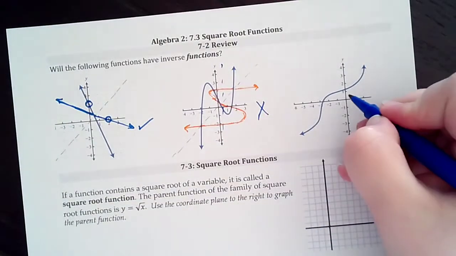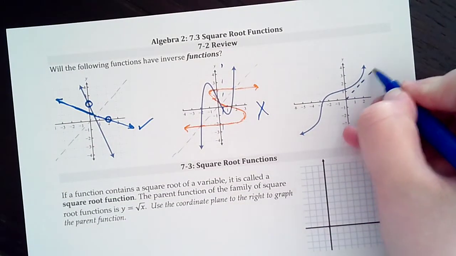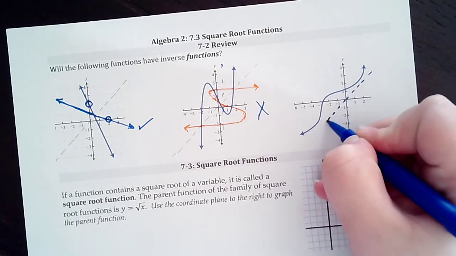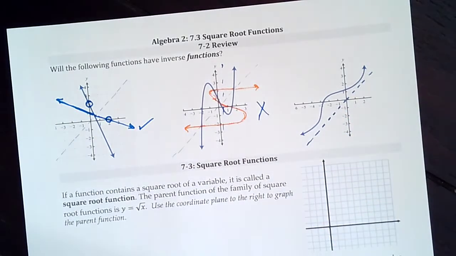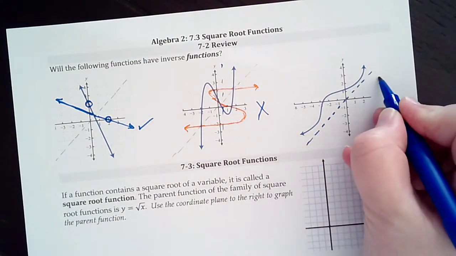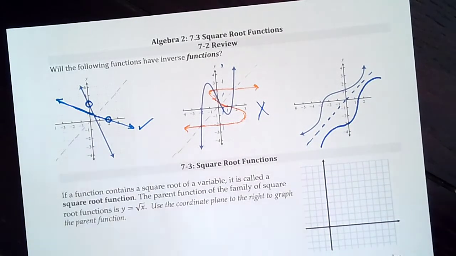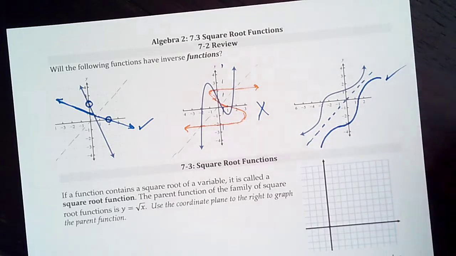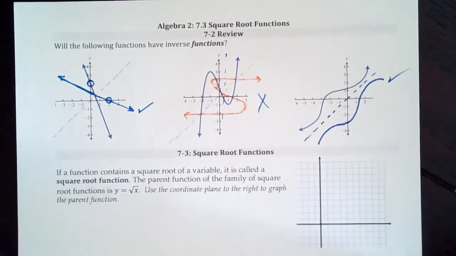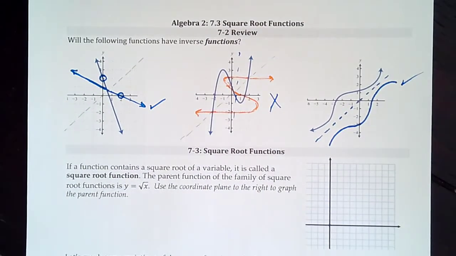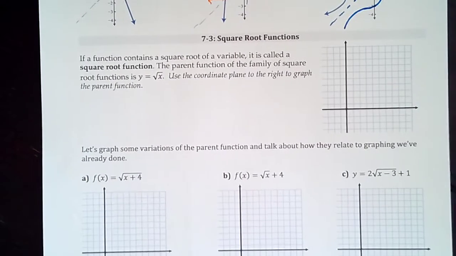And then the last one. The last one I think is probably the easiest to see because there's your identity function. And if we mirror this over, it's going to look something like that. It still obviously passed the vertical line test, so that one's good to go. All right, let's jump into 7.3 now with the square root functions.